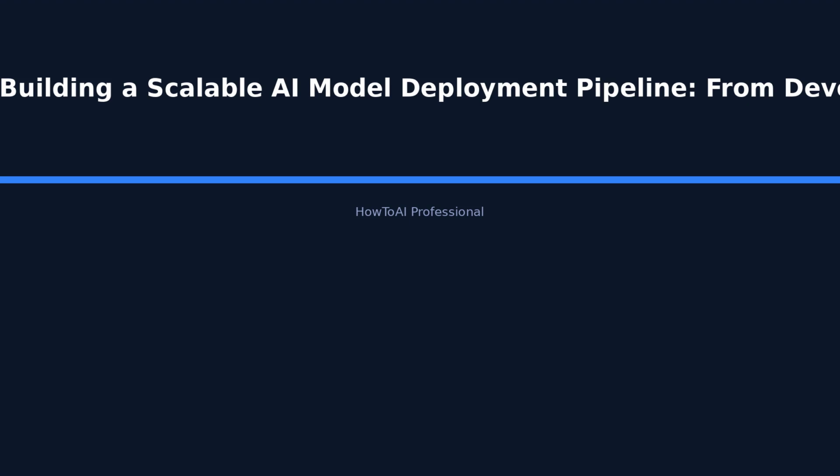But remember, once you train your model, the real challenge is to ensure it can be deployed reliably. This is where building a robust deployment pipeline becomes essential.